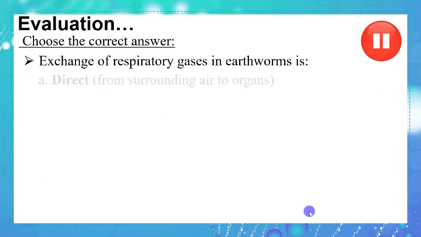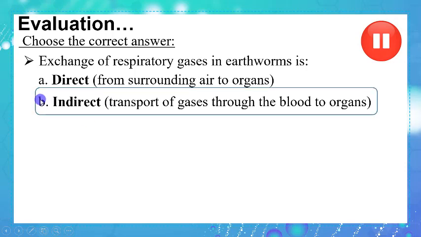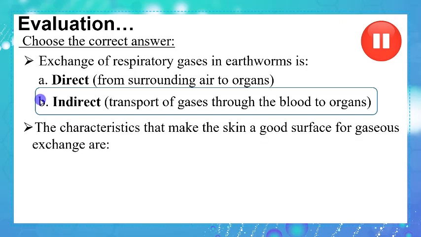Now choose the correct answer. Exchange of respiratory gases in earthworms is direct from the surrounding air to organs, or indirect transport of gases through the blood to the organs. What do you think? In case of earthworm, we have the presence of blood vessels or blood capillaries which absorb oxygen gas. So it is what? Indirect. The respiratory gases are transported through the blood.